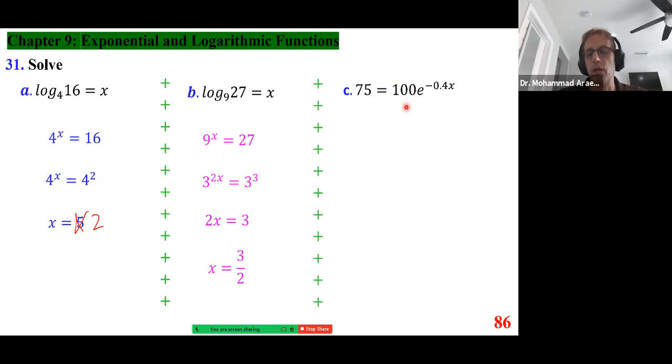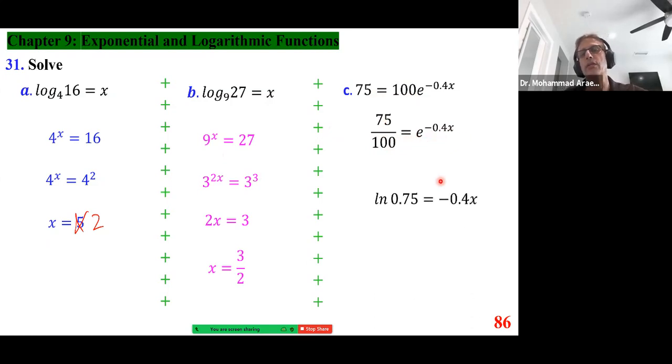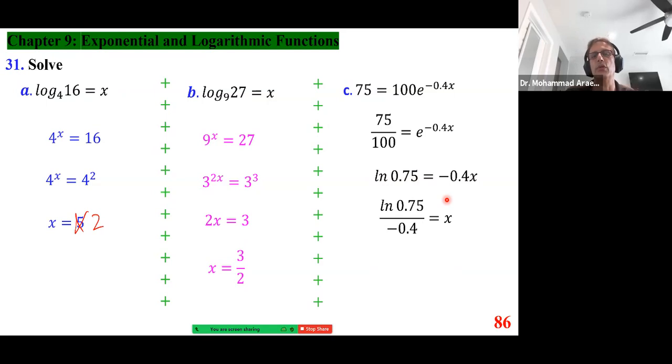Divide both sides by 100 first. So this is 0.75. Because this is e and you want to get to x, take a natural log of the left side equals natural log of the right side, or write it as a log. Either way, this is what you get. So ln of the left side, 0.75 by the way, is negative 0.4x. So what is x? The left side divided by negative 0.4.